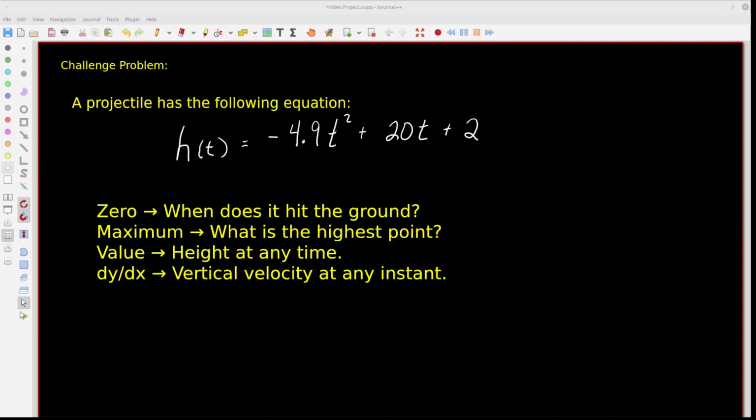Okay, here's a challenging problem. A projectile has the following equation. h(t) is equal to negative 4.9 t squared plus 20t plus 2. When does it hit the ground? What is the highest point? What is the height at any time? And what's the vertical velocity at any instant? So I'm giving you the hints that I will use zero to find the first one, maximum to find the next one, value, and derivative. So you can practice with this and kind of hone your skills a little bit.